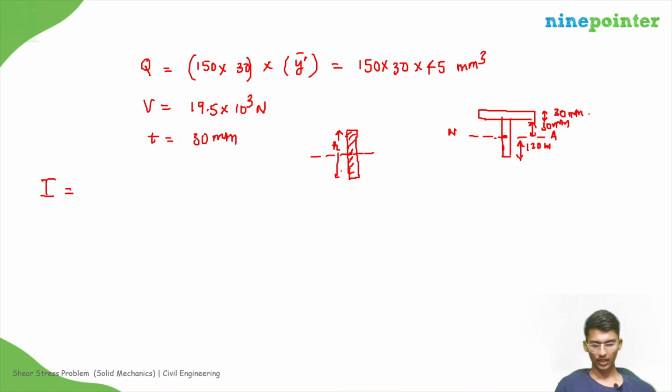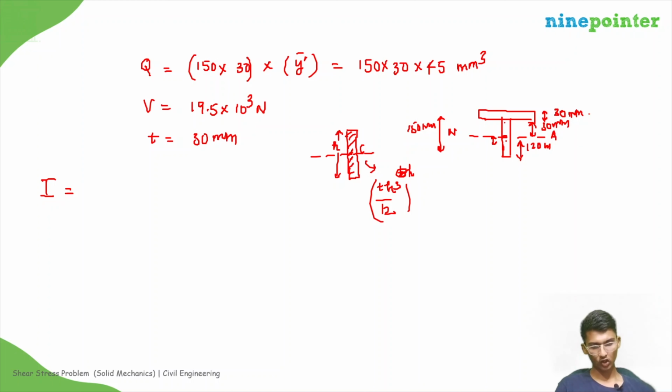First, we know the I about the centroid of a rectangular beam of height h is t h cube divided by 12. But this is 150 mm, so the centroid will be at 75. But it is at 120.